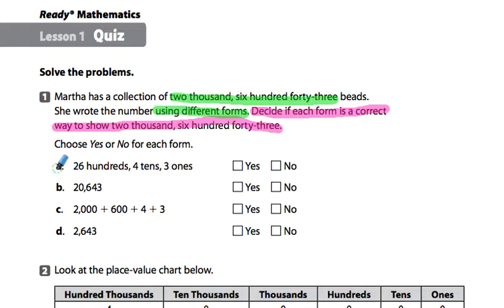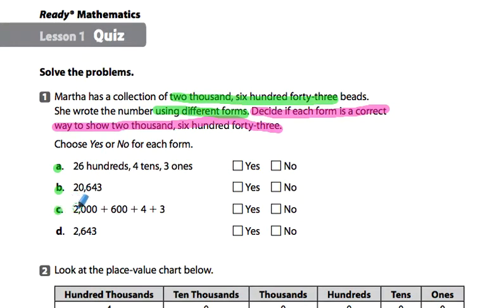So A, it says 26 hundreds, 4 tens, 3 ones. You have to decide if this is equivalent to 2,643. You need to decide if 26 hundreds, 4 tens, and 3 ones is equivalent to 2,643. All right, B. 20,643. That's what this says right here. Is that the same as what Martha's bead collection number is?